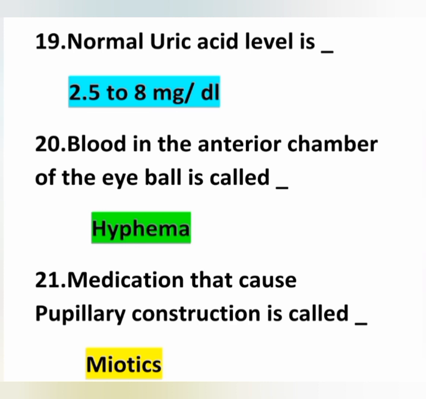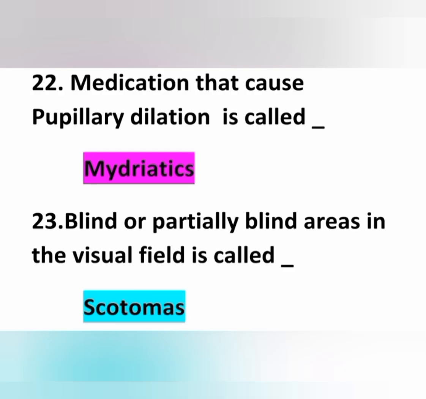And the next point, blood in the anterior chamber of the eyeball is called hyphema. Blood in the anterior chamber of the eyeball. And the next point, medication that causes pupillary constriction is called miotics. Miotics which cause pupillary constriction. And the next point, medication that causes pupillary dilation is called mydriatics. Mydriatics which cause dilation and miotics which cause constriction of pupils.